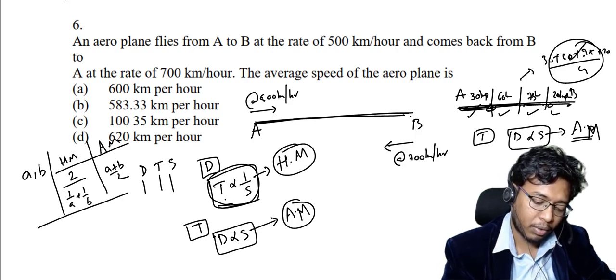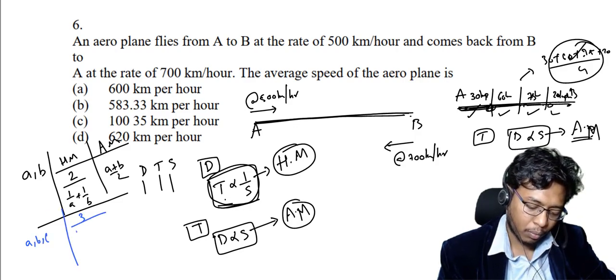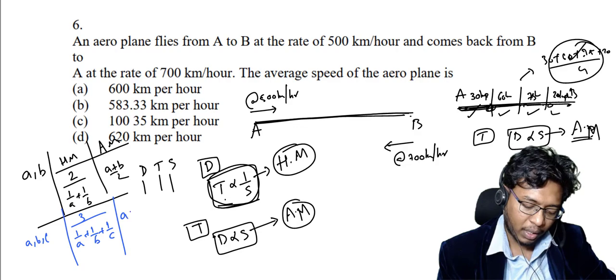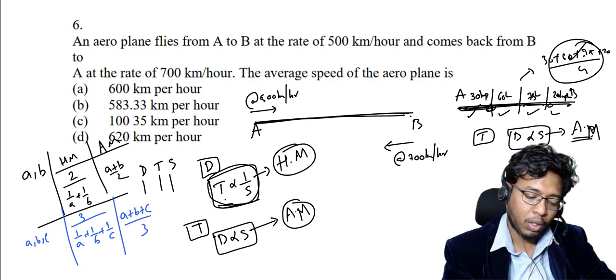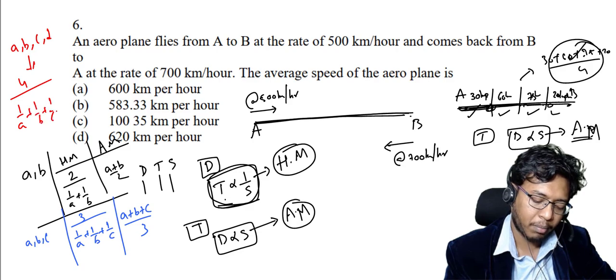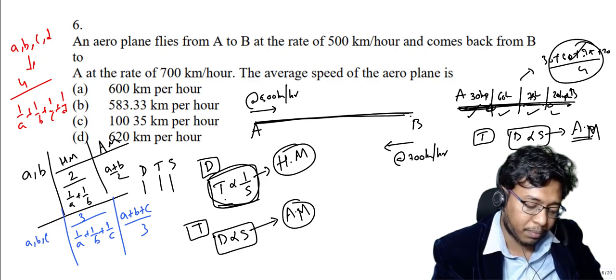Similarly, if you have 3 variables, a, b, c, then your harmonic mean will be 3 by 1 by a plus 1 by b plus 1 by c. Your arithmetic mean will be a plus b plus c by 3. That's it. Now, if there are 4 variables a, b, c, d, then your harmonic mean will be 4 by 1 by a plus 1 by b plus 1 by c plus 1 by d. That's it. Okay, so let's solve this question.